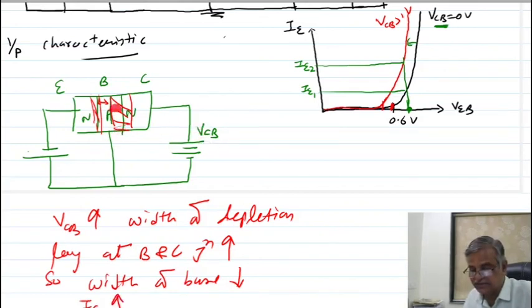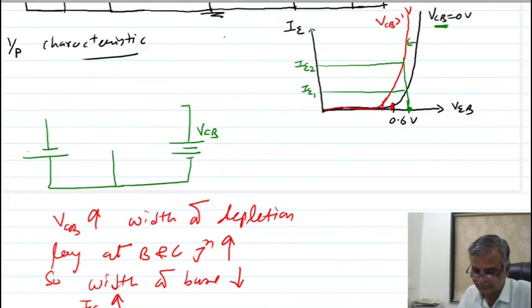As VCB increases, this depletion layer increases. So the width of the base decreases. As the width of the base decreases, the emitter current increases. Due to these reasons, this graph is shifted in this direction. But the change in current is very small, the emitter current increase is very small. But this graph shifted toward the left as VCB increases, with a constant value of VEB. These have been kept constant.